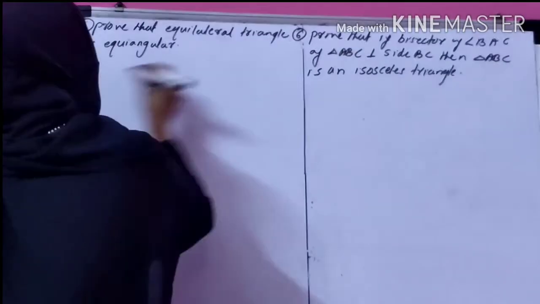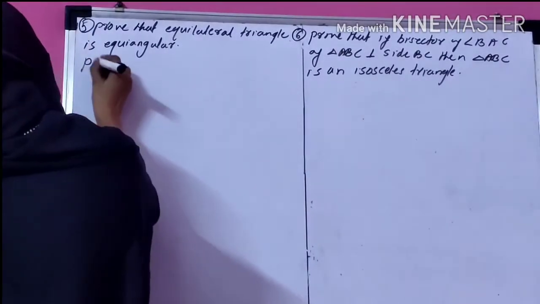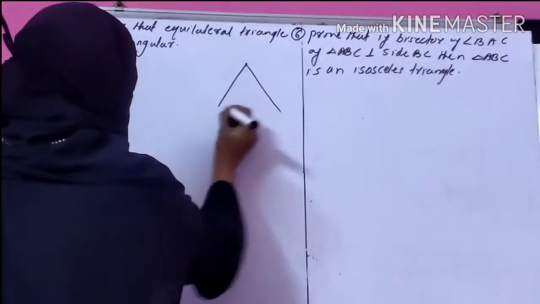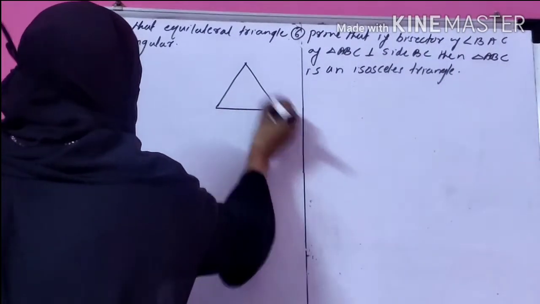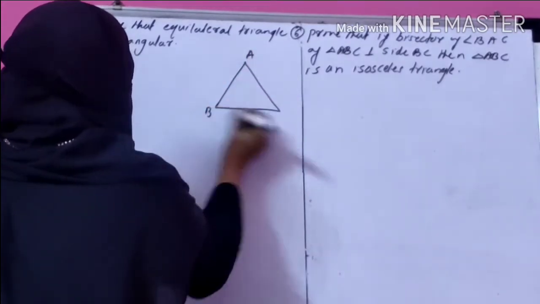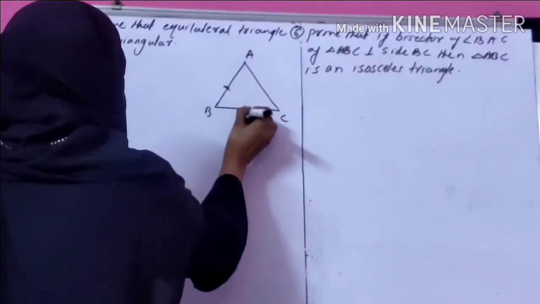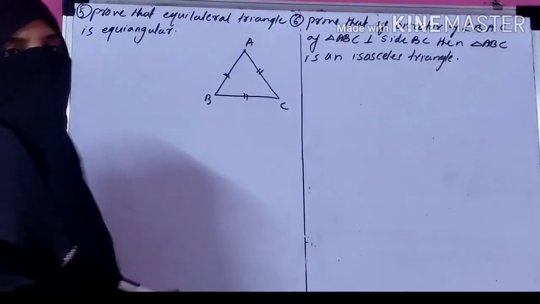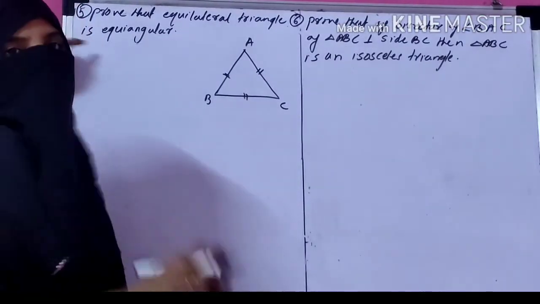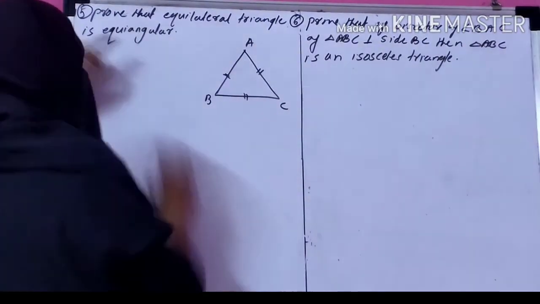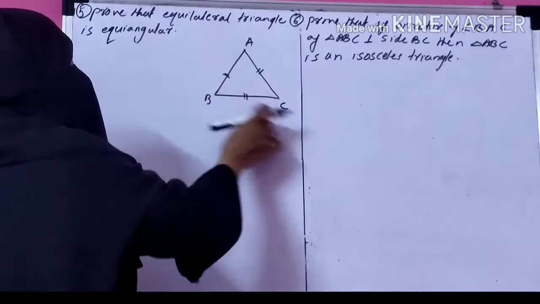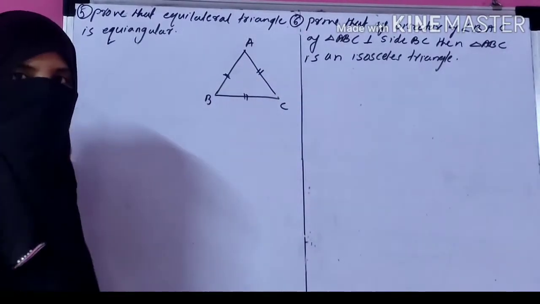Okay, so let's start your proof. So first of all, draw the figure of equilateral triangle. This is the equilateral triangle. So therefore, all the three sides of these triangles are equal. So here in this question, we have to prove that if the triangle is equilateral, then it is equiangular. This triangle ABC is equilateral, then all the three sides of this triangle are equal.